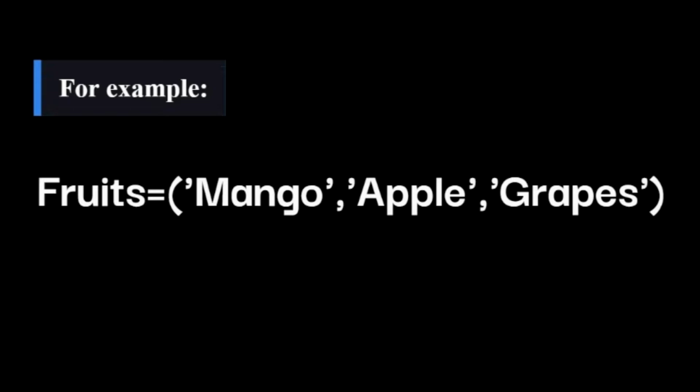The values that make up a tuple are called its elements. In the above example, we have a tuple named fruits with 3 elements: mango, apple and grapes. The elements in a tuple are addressed using their index value.